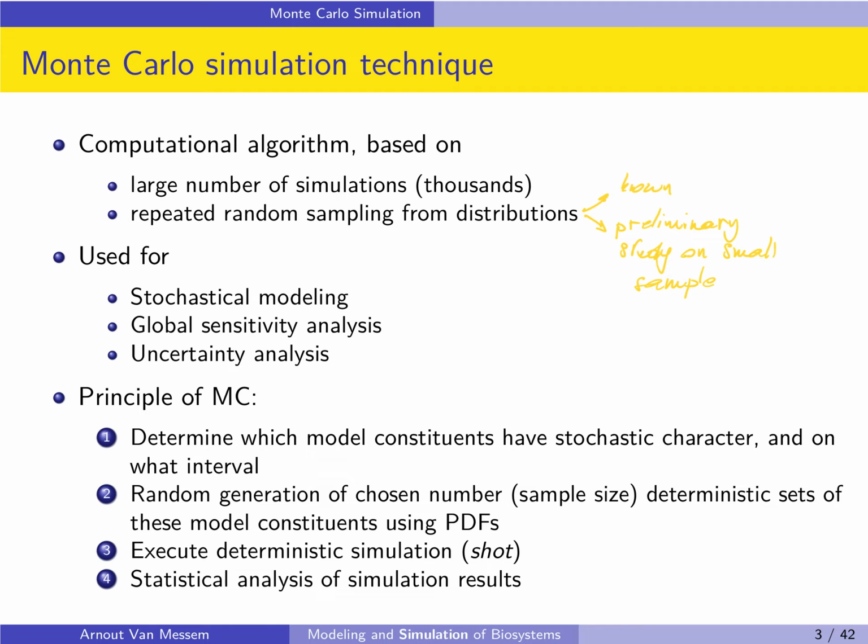The principle of a Monte Carlo simulation is very easy and always follows the same four steps. First, you take your model and you determine which of the parameters and the variables in this model are stochastic. So which of them are variable and on what interval are these variables or these parameters living. Then you will generate a sample of a chosen sample size. So you will create deterministic sets of the model constituents using their probability density functions.